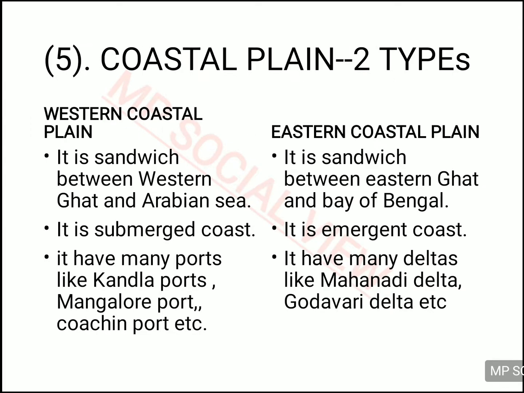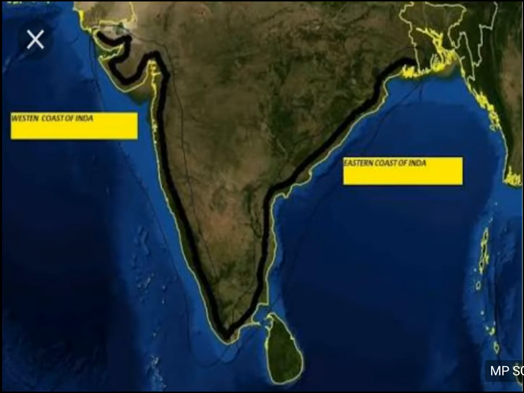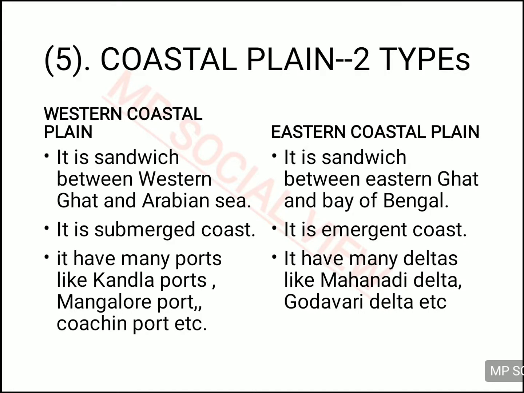So this is all about the Indian desert, and now we are going to cover the fifth physical feature of India, that is the coastal plain. We actually have two coastal plains, which will be clear from here. You can see in the eastern and western side of India we have the coastal plain. We are going to study these coastal plains by comparison. So we have the eastern coastal plain and the western coastal plain.